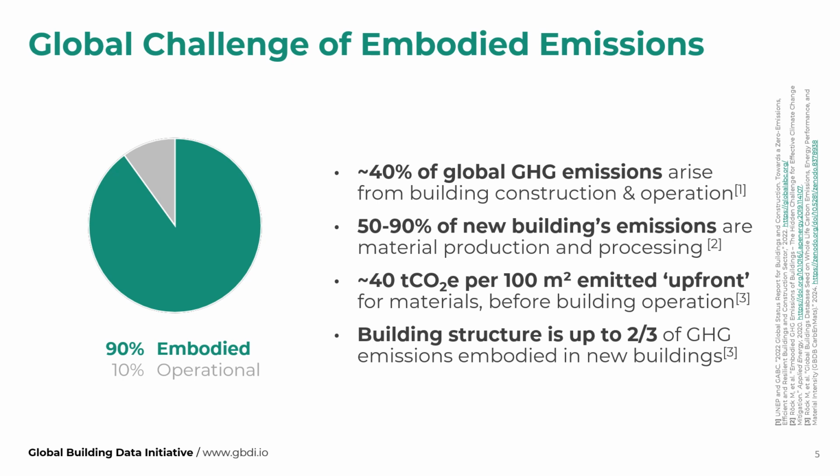We know that around 40 tons of CO2 equivalents occur upfront, so for the production, the transport, and the construction process of new buildings, for each 100 square meters of new buildings built, 40 tons. And again, in here, the building structure makes up for the majority of emissions. It's usually around 2/3 of those emissions that are embodied in new buildings. So it's really a substantial share that we're talking about here.